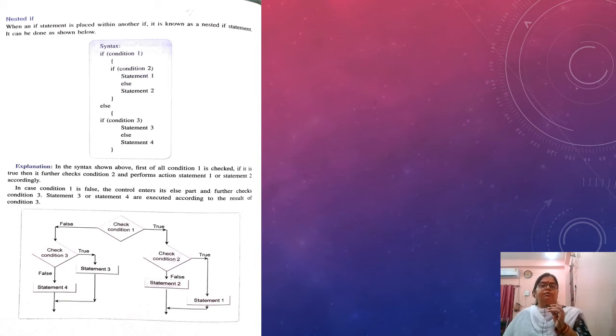Now nested if. When there is an if inside another if, it is called nested if. See, here is if condition 1, then another if has been given with its condition, statement 1, statement 2, with the else. For this if there is an else given, and here again the condition is checked. So this is your nested if.